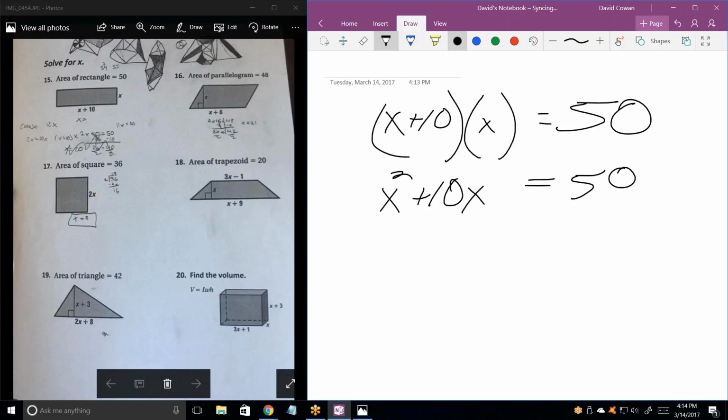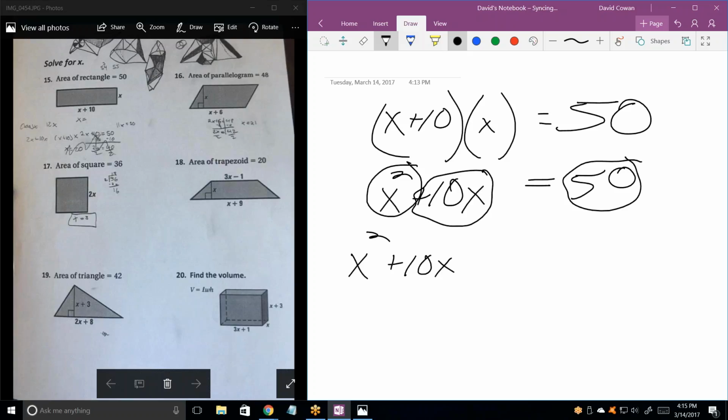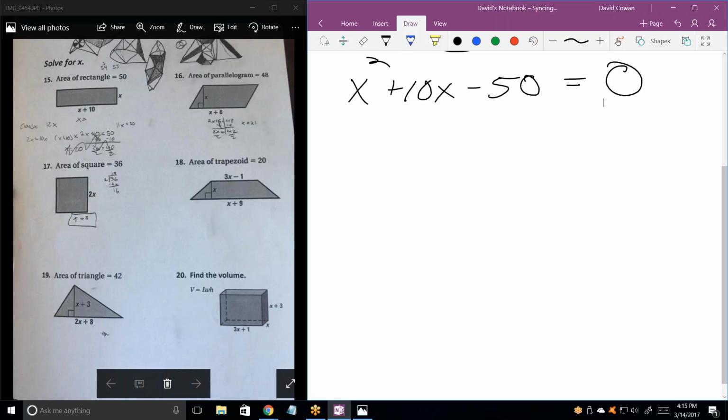Hold on. What's important here is to recognize that you're looking at a quadratic. Not only are you looking at a quadratic, but it's a very normal looking quadratic. It's got an x squared term, it's got an x term, and it's got a number. Whenever you see all three of those, the way you're always going to solve them is to put everything on one side of the equation and leave 0 on the other. So I'm going to subtract 50 from both sides. Now I've got to solve that quadratic.